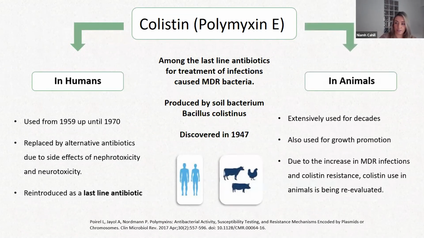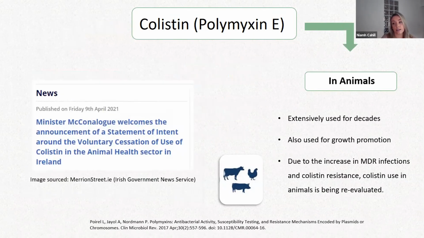In animals, it's a little bit different. So it was extensively used for decades, not only for treatment and prevention of infections, but also for growth promotion. But over the last number of years, it has been relooked at and reevaluated. Its use in animal health is being reevaluated due to the increase in multi-drug resistance, including colistin resistance. So a number of countries have actually banned its use recently. And in Ireland, in April of this year, the Minister for Agriculture, Food and the Marine announced that colistin in animal health use would be discontinued.